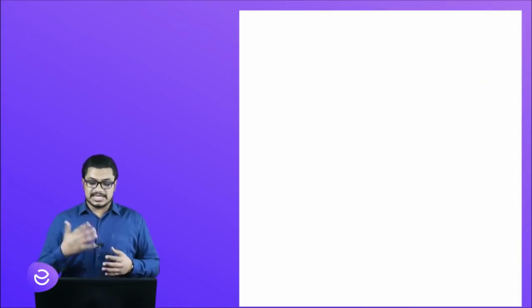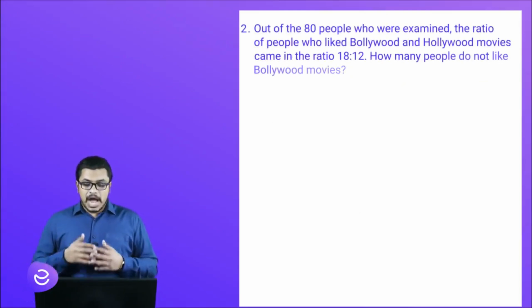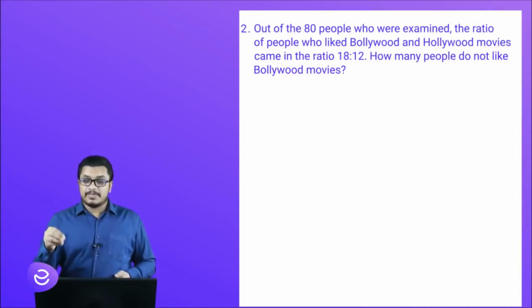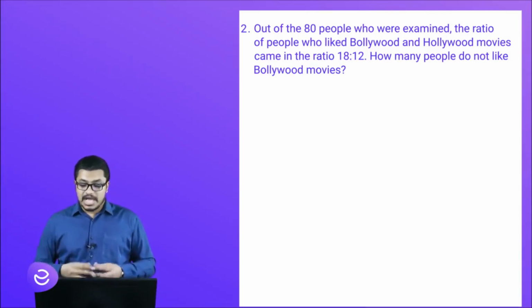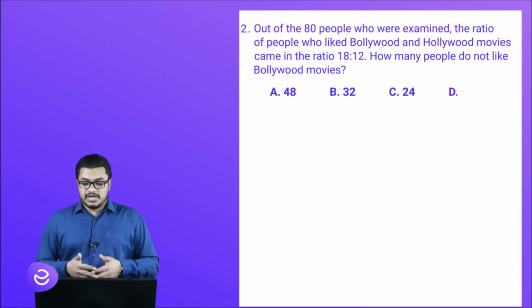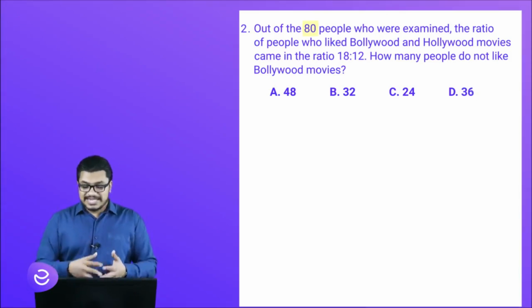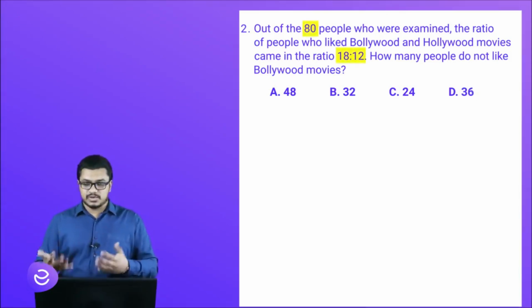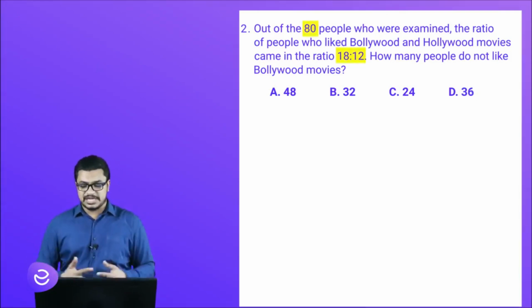Second, one more example. Out of the 80 people who were examined, the ratio of the people who liked Bollywood and Hollywood movies came in the ratio 18:12. How many people do not like Bollywood movies? So we have a total observation of 80. We have two parts, 18:12. Total would come to 30. So we have all the information that we need.